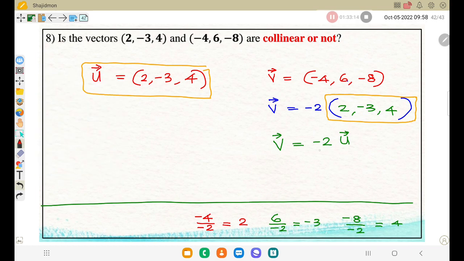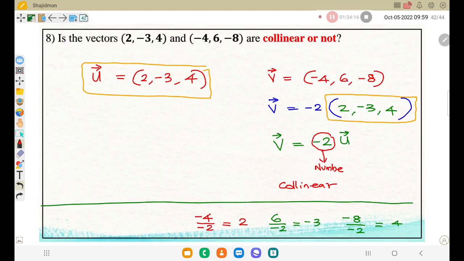That means one vector equals minus 2, which is a number, a scalar, correct? A number multiply the second vector. One vector equal to a number multiply the second vector means that we are telling the two vectors are collinear vectors. Okay? One of the vectors, vector v or vector u, equal to a number multiply the second vector means the two vectors are collinear. So these two vectors are collinear here.